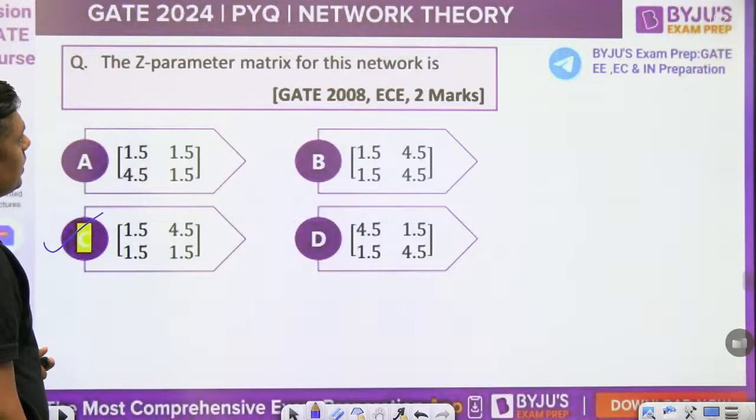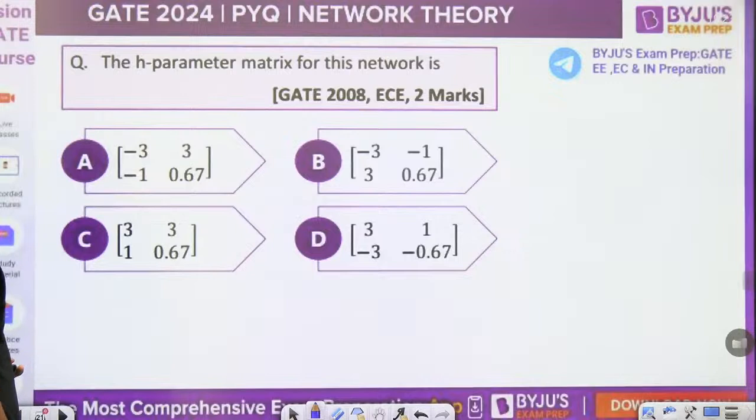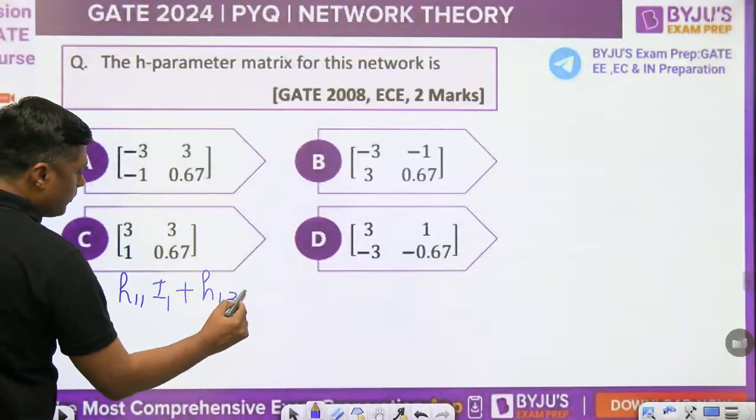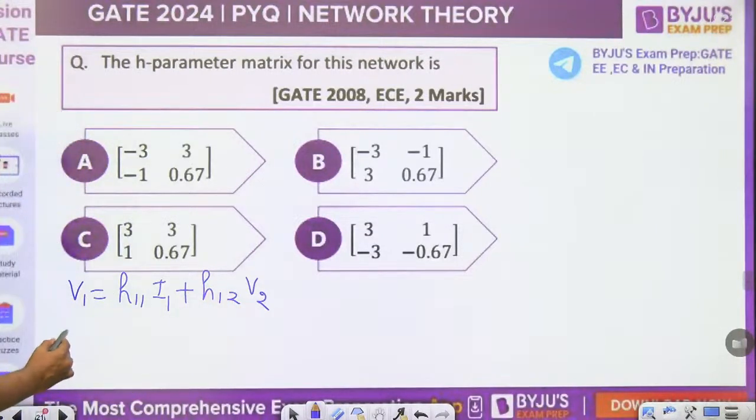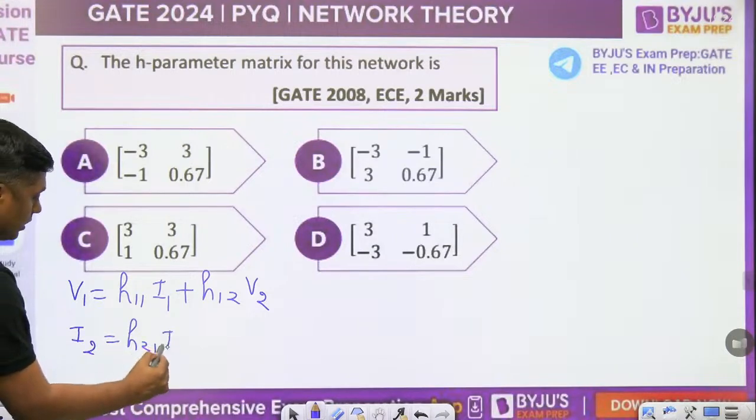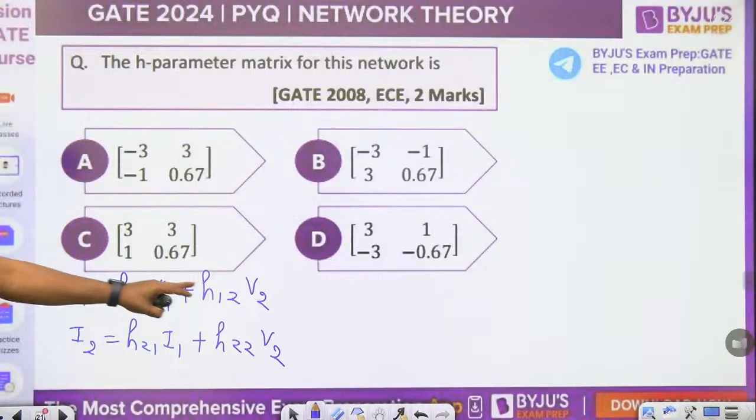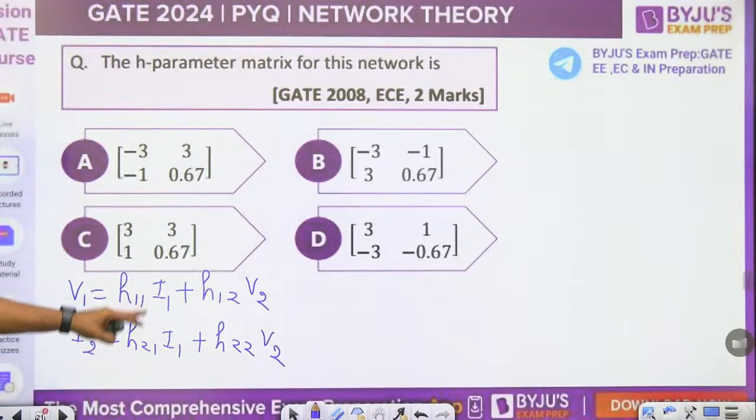Then the H parameter. What is the H parameter for this network? If you want the H parameter, remember V1 is equal to H11 I1 plus H12 V2, and the second one is I2 equal to H21 I1 plus H22 V2. Guys, H12 and H22 you can find by making I1 equal to 0. Already there was a condition. You can find V1 by V2, you can find I2 by V2.